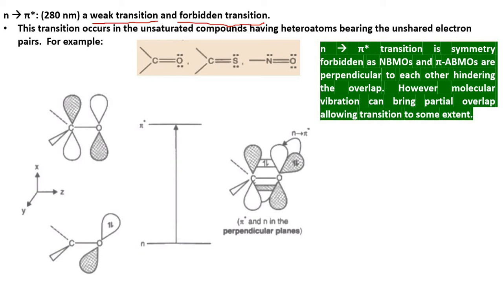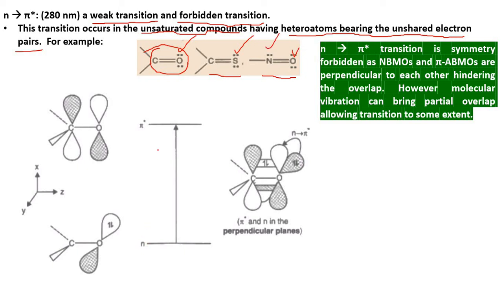And why is it weak? Before discussing why, we just have to know which kind of molecules show this N to pi star transition. All those molecules which are unsaturated compounds having heteroatoms in their structure, and those heteroatoms must have unshared electron pairs. For example, you have the carbonyl group, the carbon sulfur double bond pi system, or a nitro group. All these contain unshared electron pairs, and those are responsible for the N to pi star transition.